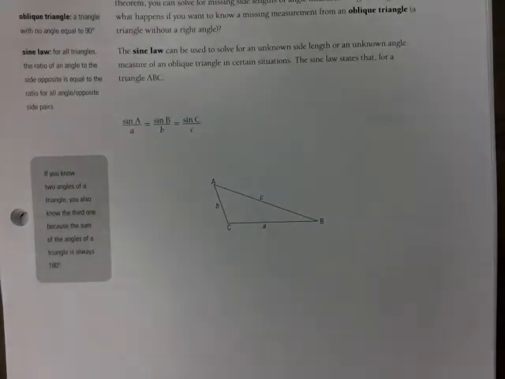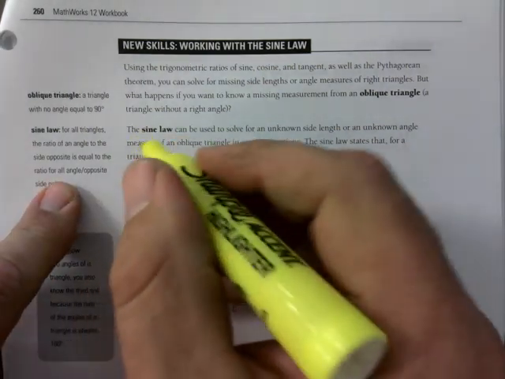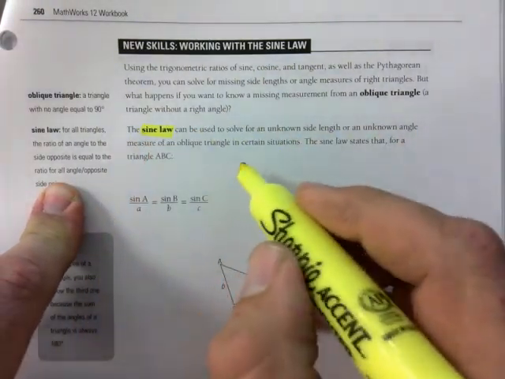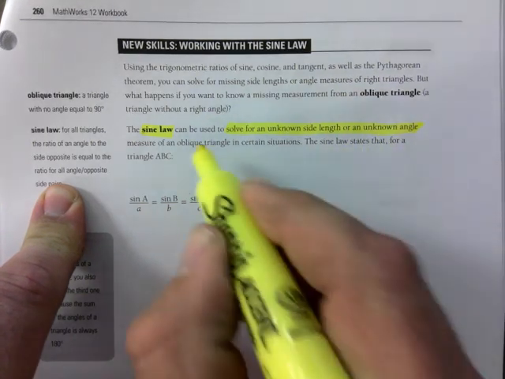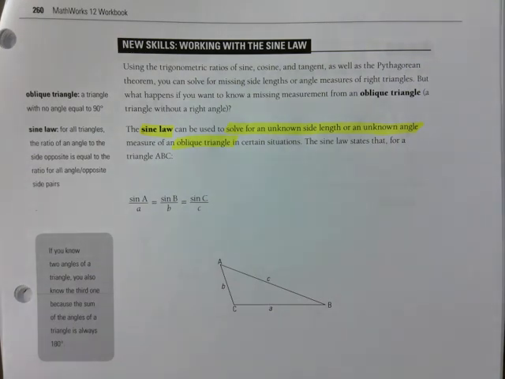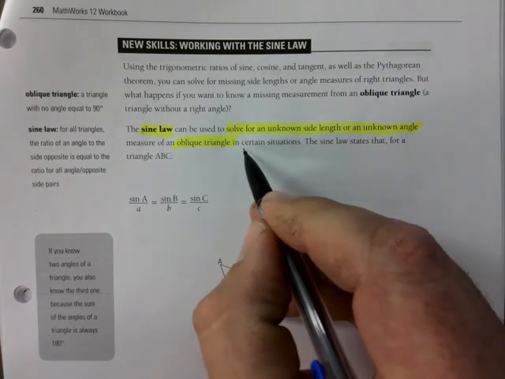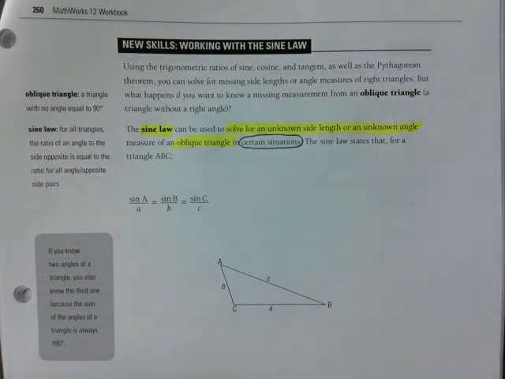Now, sine law. Here's the math. You're waiting for the math. Here it is. The sine law can be used to solve for unknown side lengths and unknown angles in an oblique triangle. And it only works in certain situations. Circle this. I will tell you the situations where that works.